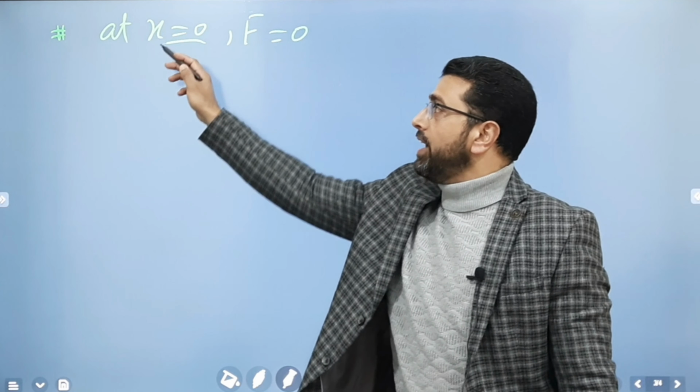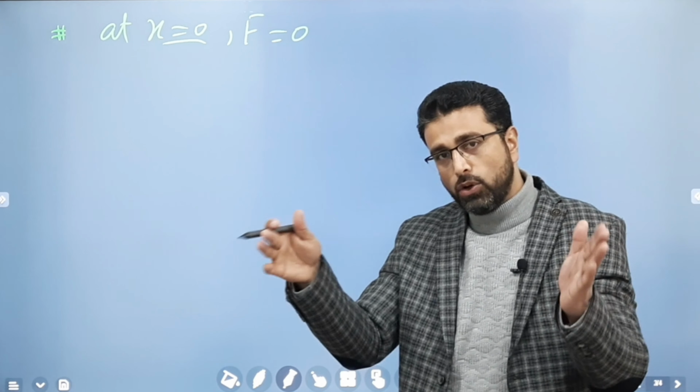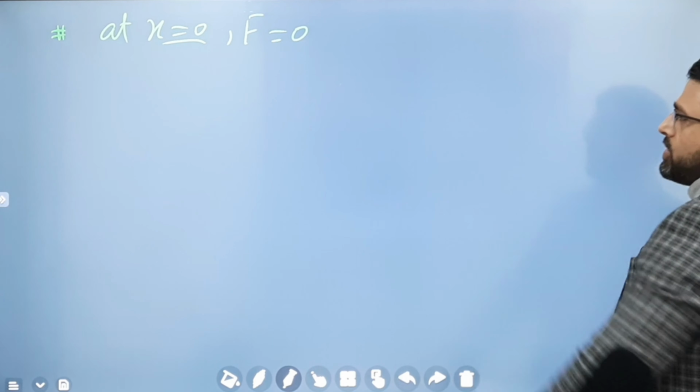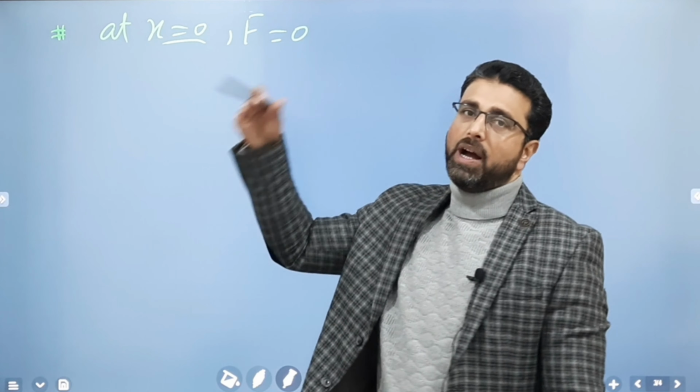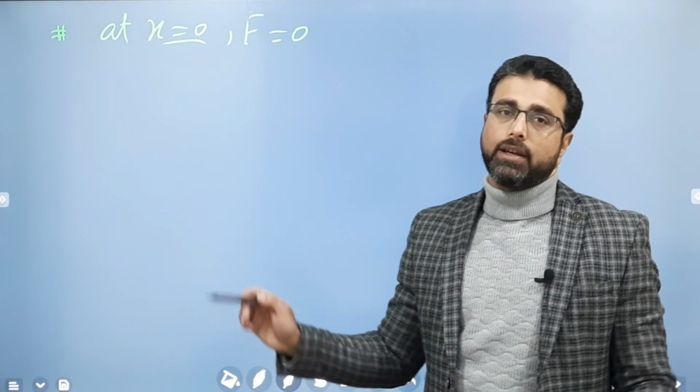Now that 0 value of x is within the range 0 to 5. So this is one of the special cases: when x is equal to 0, that means the particle is at the origin, and the net force on the particle is 0.